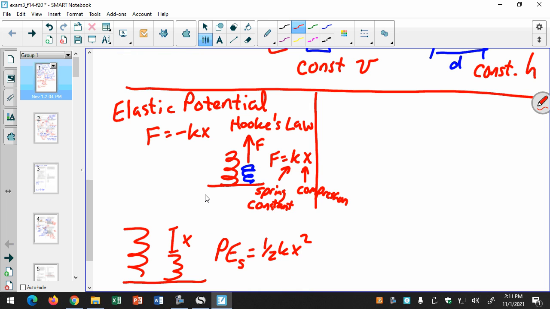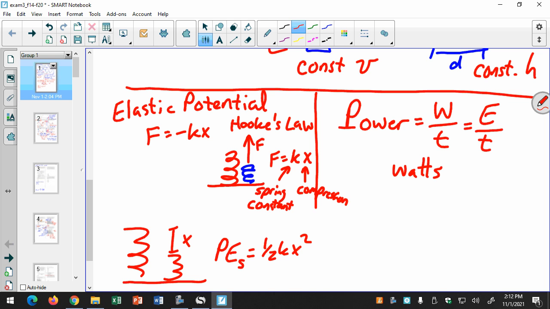Don't sweat that now. And then the other thing that's not on the quiz, I think we've already seen it though, is power. Power is work over time, or sometimes we might talk about it as energy over time. It is in units of watts. I don't think we've done this yet, have we? We talked about power yet? Yeah. Anyway, not on the quiz.